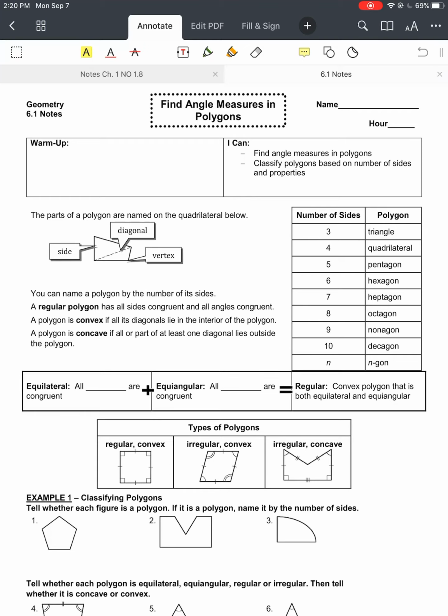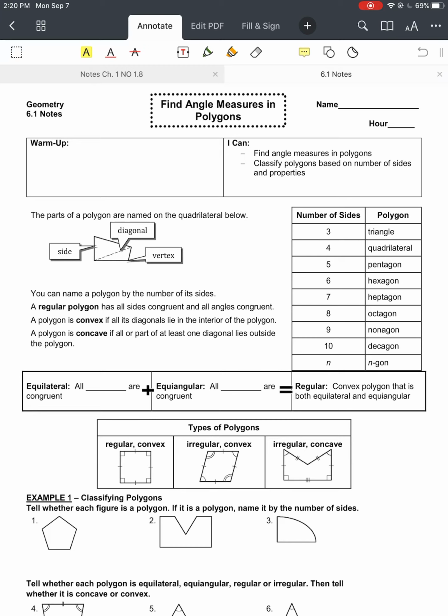This could be in either chapter 1 as an introduction to polygons or in chapter 6, which is the whole chapter related to polygons and quadrilaterals, which is a type of polygon. So our learning target today is to find angle measures in polygons and classify these polygons based off of sides and angles and other properties.